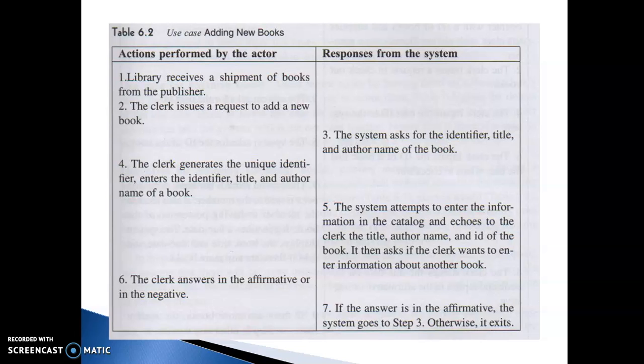Then he needs to go back to step number 3, and again he has to ask for the title, author, and name of the book, and the things have to be repeated. If the answer is in the affirmative, the system goes to step 3. It means affirmative means the entry is not correct. He needs to carry out the new entry.